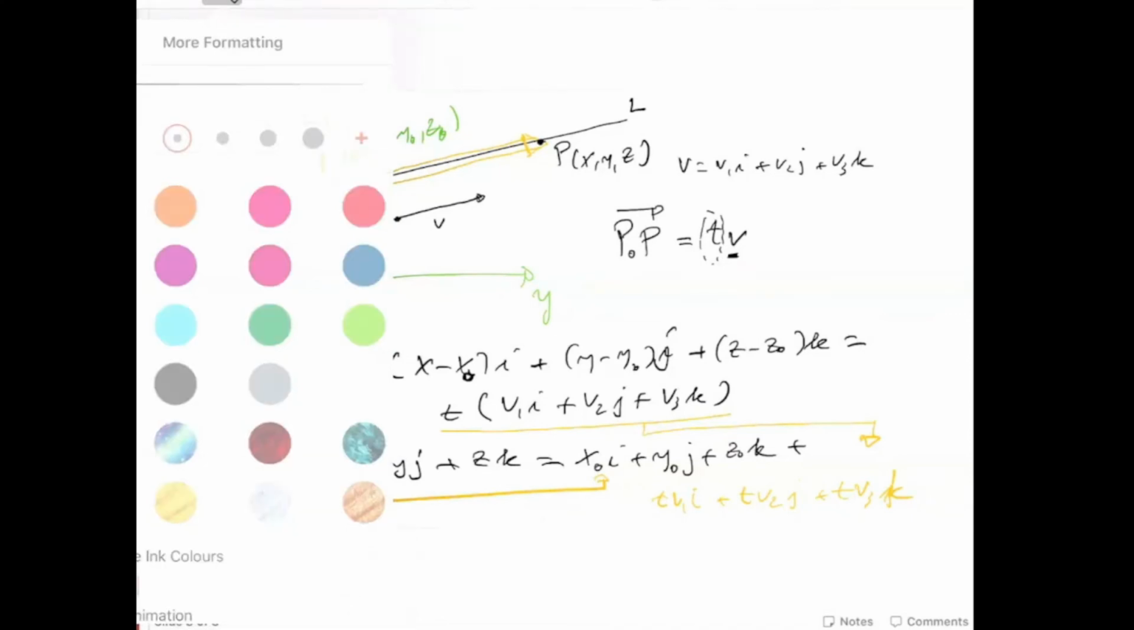is just provided as x equal to x0 plus tv1, y equal to y0 plus tv2, and z equal to z0 plus tv3. These are the three scalar equations involving the parameter t.